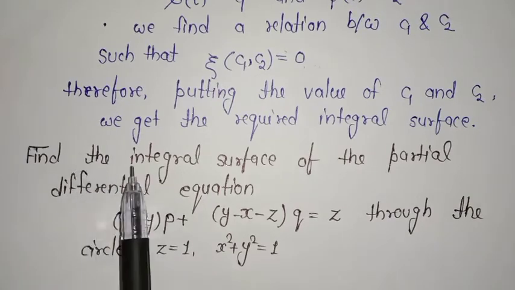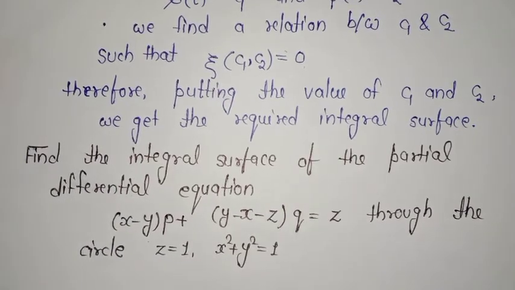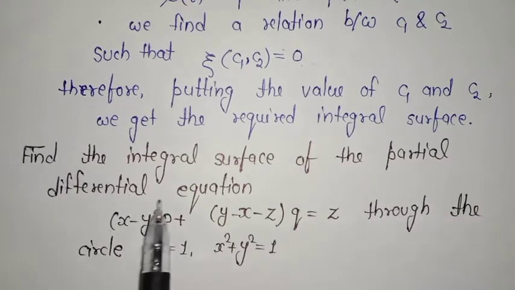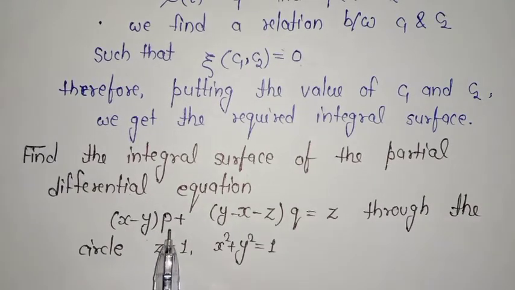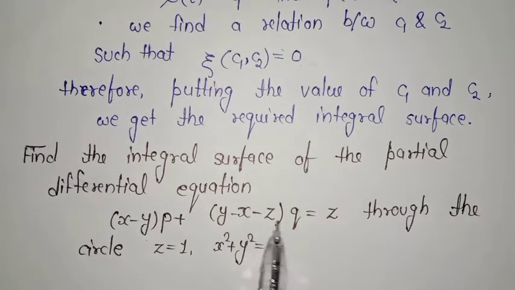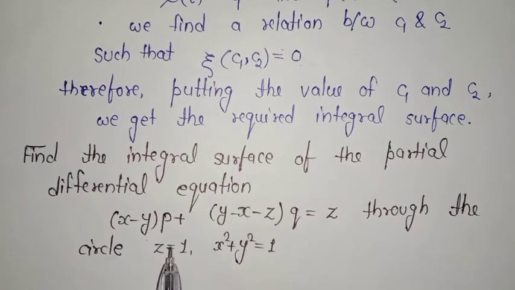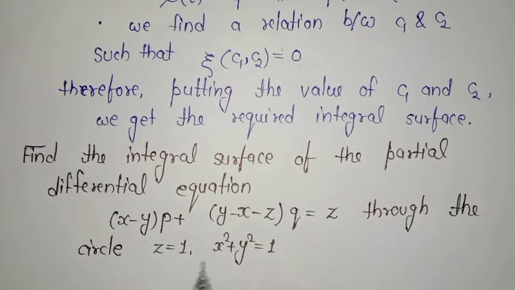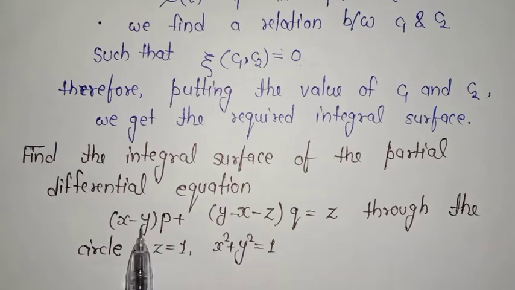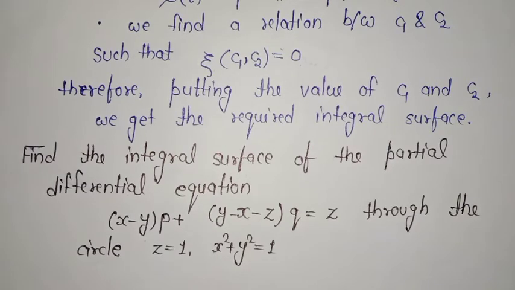It says: find the integral surface of the partial differential equation (x minus y) p plus (y minus x minus z) q is equal to z, through the circle z equals 1 and x square plus y square equals 1. This is the given curve. Firstly we have to find the general solution for this equation, then we can proceed to the integral surface.